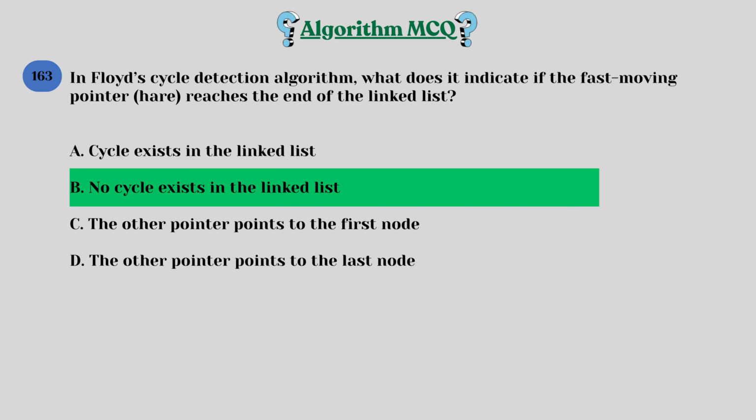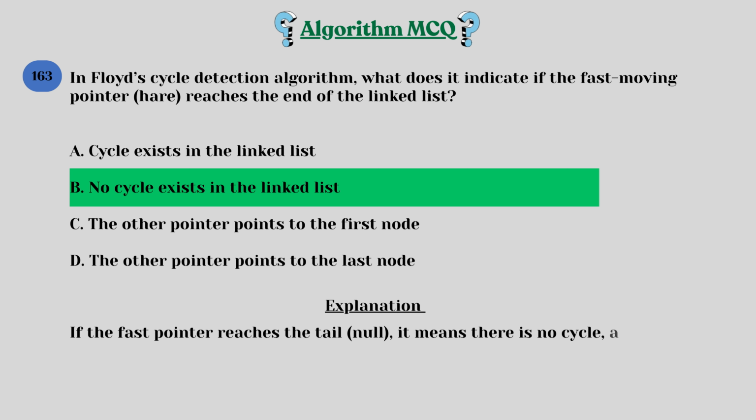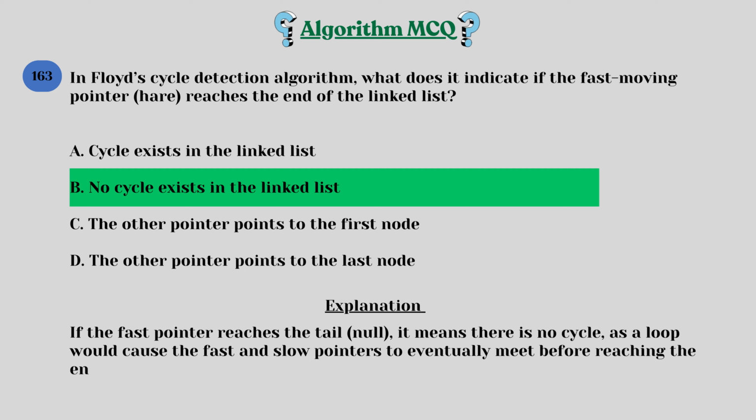Correct answer, no cycle exists in the linked list. Explanation: if the fast pointer reaches the tail, null, it means there is no cycle, as a loop would cause the fast and slow pointers to eventually meet before reaching the end.